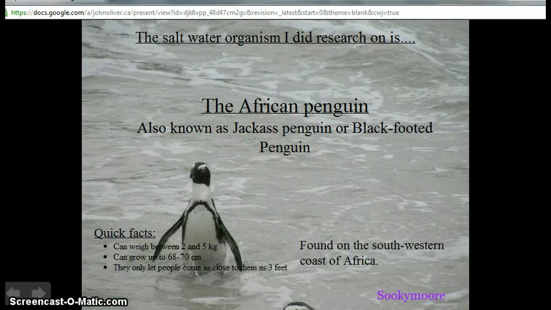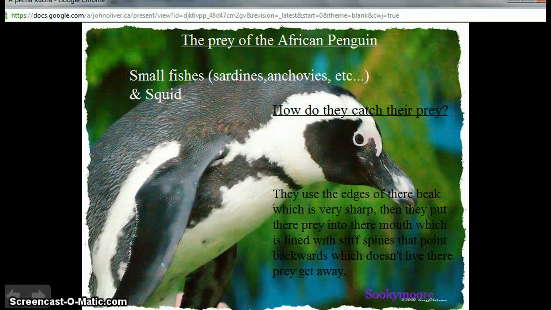The saltwater organism I did research on is the African penguin, also known as the jackass penguin or black-footed penguin. Quick facts, can weigh between 2 and 5 kg, can grow up to 68 to 70 centimeters. They only let people come as close to them as 3 feet, and you can find this penguin on the southwestern coast of Africa.